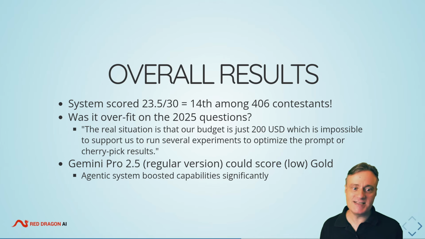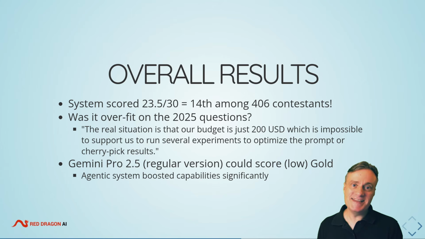There are 406 contestants. So one of the questions on Twitter asked about whether this system had been overfit on the 2025 questions. And the last author stated plainly that they only had $200 to do the whole experiment. And so this system was simply a YOLO experiment in that they built the system, they ran it 5 times, they didn't really optimize the prompts or cherry pick results.